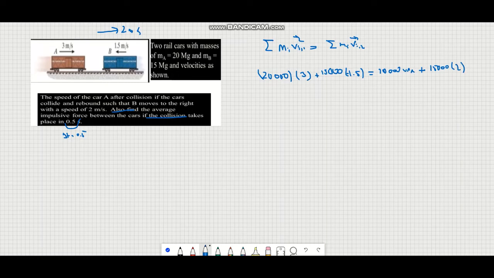Then after this calculation, we find the final velocity of rail car A is 0.375 meters per second. It's positive, which means rail car A is also going to the right, but instead of 3 meters per second, it's going 0.375 meters per second. Alright, so we determined the velocity.